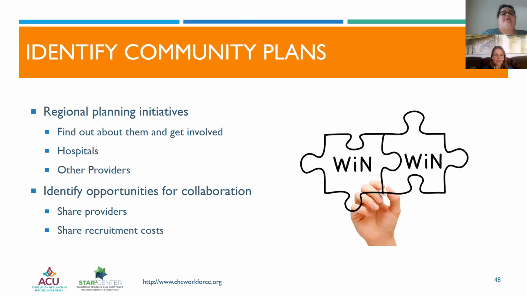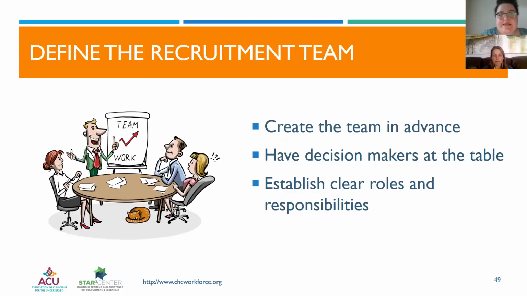You want to let your health centers know that when they're recruiting, you want to look around and see what the community is also doing. So what are other hospitals planning? What are other provider offices? And get them involved, maybe partner with them. Really be innovative in the way that you do those recruitments. Identify ways to collaborate. Have a recruitment team.